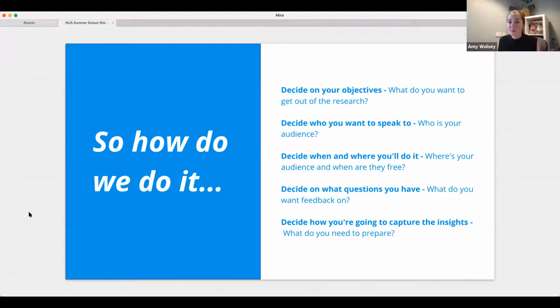Because again, going back to the train station scenario, even if you're not in a rush, you do still want to get somewhere. So people are only ever really going to give you 5-10 minutes of their time. So yeah, just think about the timings and the number of questions as well. And then how you're going to capture the insights.